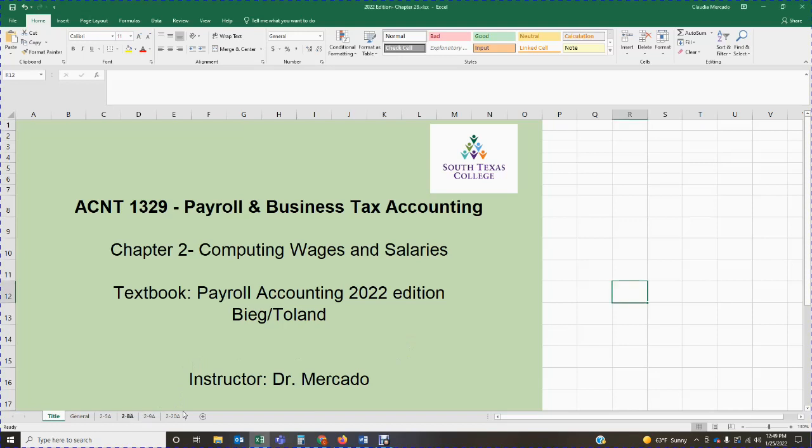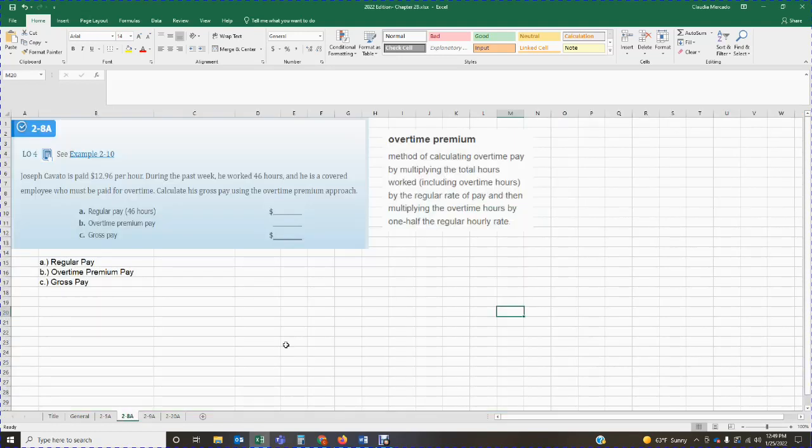Problem 2.8 deals with the overtime premium pay. It states, Joseph Cavato is paid $12.96 per hour. During the past week, he worked 46 hours and is a covered employee who must be paid for overtime. We have to calculate his gross pay using the overtime premium approach. So they're asking us to calculate the regular pay, the overtime premium pay, and the gross pay.